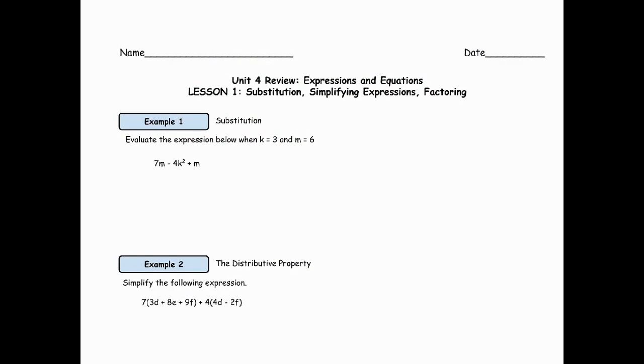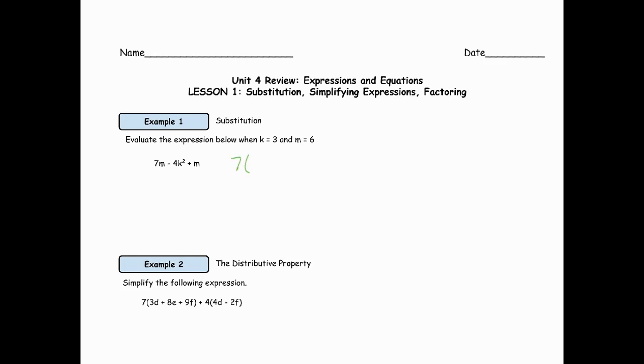Unit 4 review on expressions and equations, and this first video lesson is going to be on substitution, simplifying expressions, and factoring. Example 1 on substitution says evaluate the expression below when k equals 3 and m equals 6. So we take a look at our algebraic expression here, and we can see that we need to replace the variables, the m, the k, and the m, with what they were designated in the directions, k equals 3 and m equals 6. So let's do that.